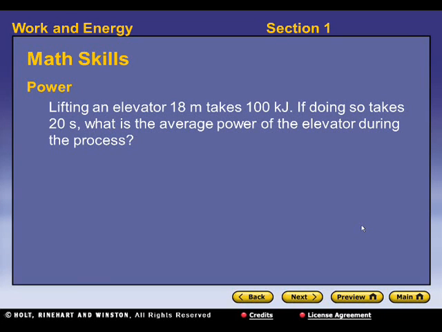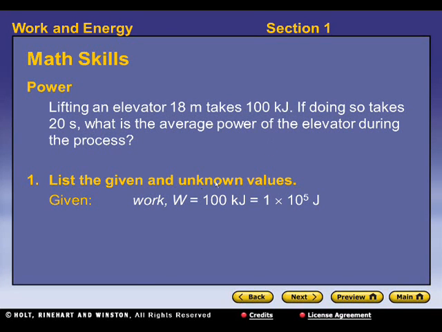Alright, so math skills. Lifting an elevator 18 meters takes 100 kilojoules of work, because it's in joules here. If doing so takes 20 seconds, what's the average power of the elevator during the process? Now, one thing to remember is that this is in kilojoules. If you remember from metric conversions, kilo means thousands. So what this really means is 100,000 joules, because the K stands for kilo.